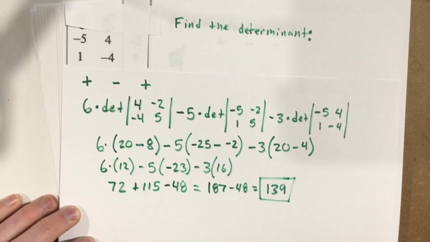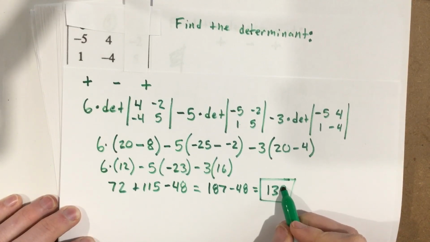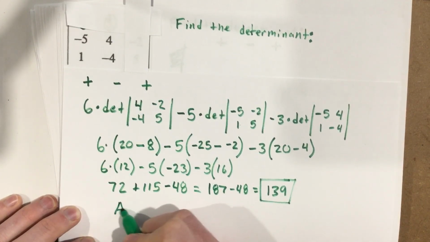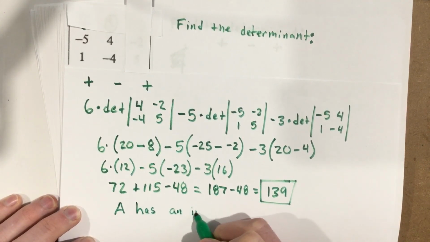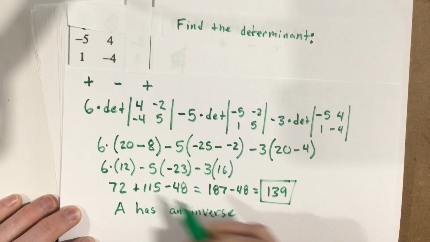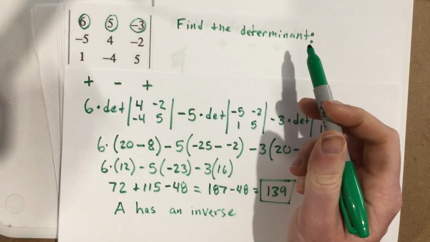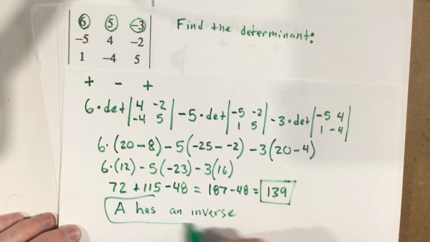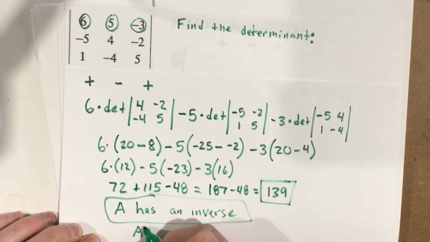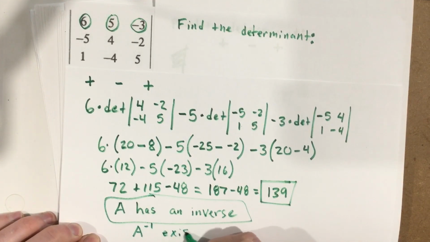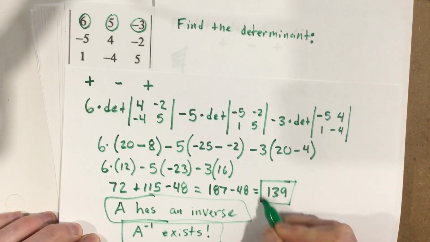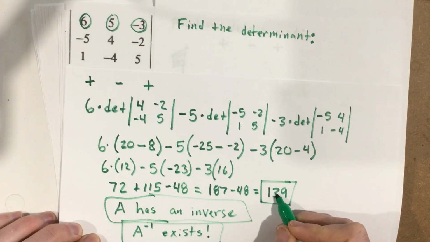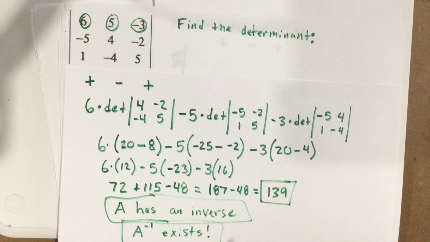So our determinant's 139. Now what does that mean? Because this determinant is not equal to 0, that means A has an inverse. And I'm using A to illustrate that this matrix that we started with has an inverse. So you could say A inverse exists. And again, we figure that out by this number: if it's 0, A inverse does not exist. If this number is any other number other than 0, it exists.